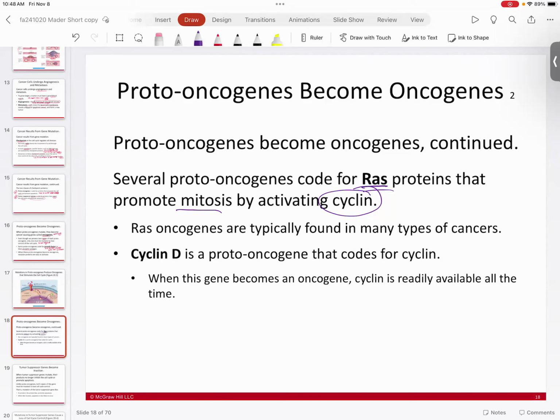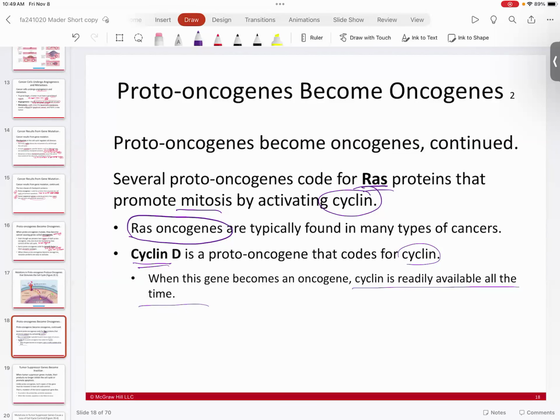And so in a lot of different types of cancer, we'll find these RAS oncogenes having been activated. It's a very common strategy for cancers to activate this RAS situation. And so cyclin D is another proto-oncogene that will code for cyclin. And that basically means the cyclin's readily available all the time.